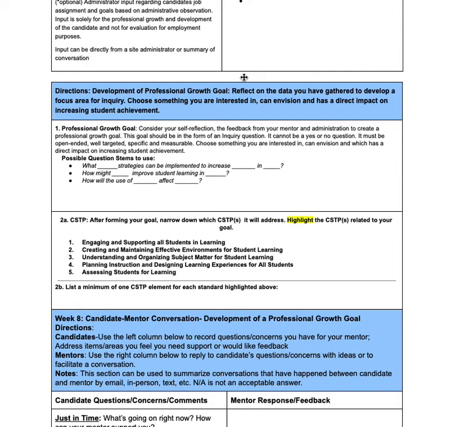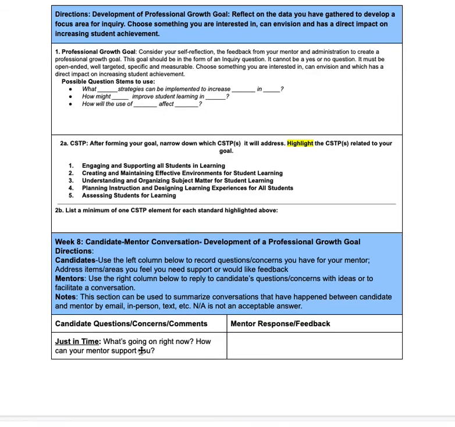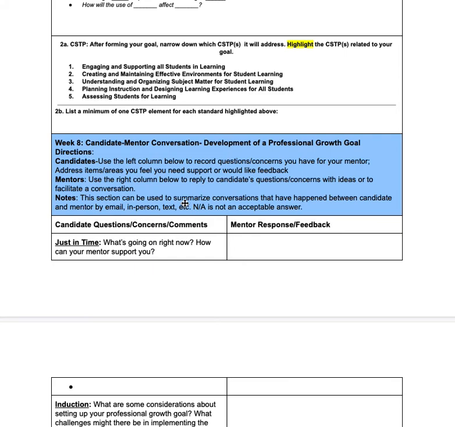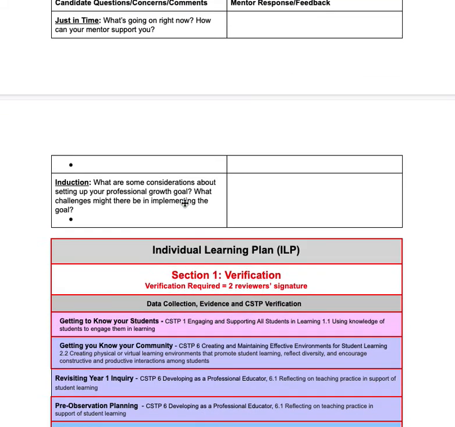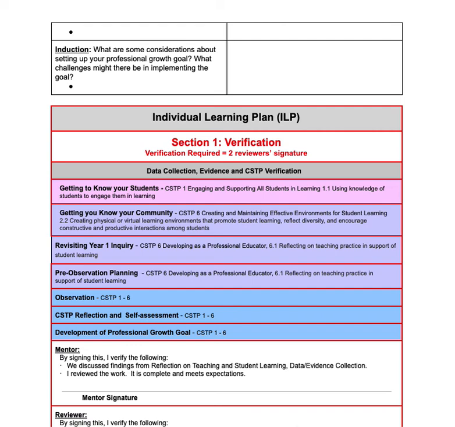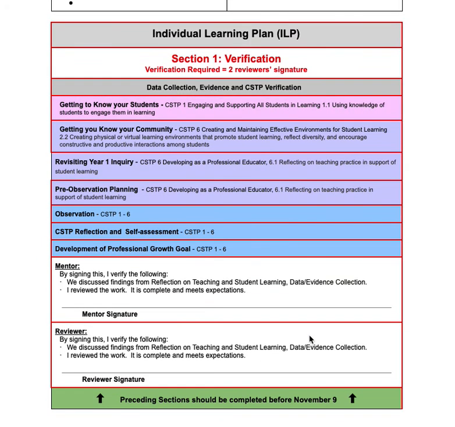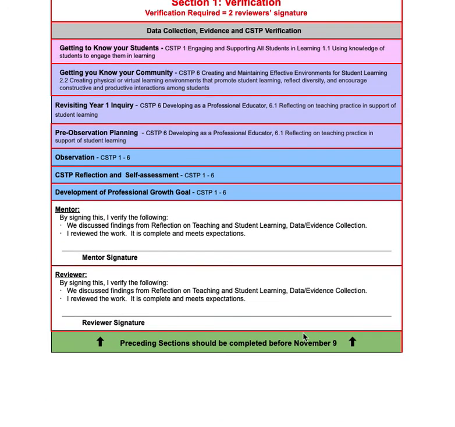Choose something you are interested in, can envision, and has a direct impact on increasing student achievement. First, following the instructions, you will develop a professional growth goal which will be in the form of an inquiry question. You will then identify which CSTP are related to that goal and which individual elements from each CSTP are being addressed. Please note that each section of the ILP assignment requires verification. This means that in addition to the ongoing review that your mentor will be doing, a second reviewer will be looking over your work prior to submission in Canvas.